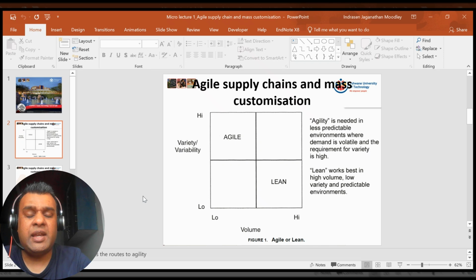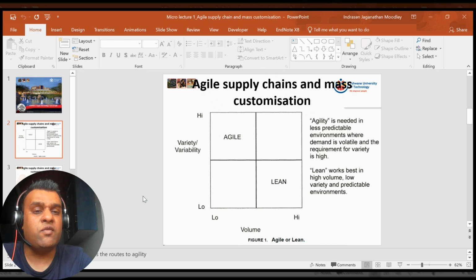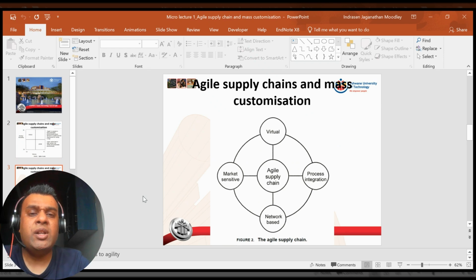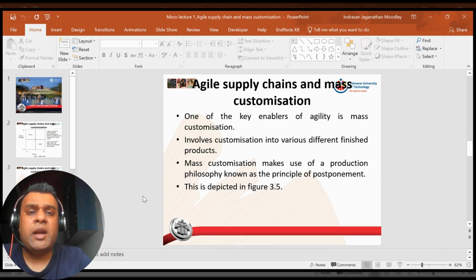With agile supply chains, as you can see, figure 1 looks at a matrix diagram looking at volume and variety. Agile is needed in less predictable environments where demand is volatile, but people require a high variety of product. The agile supply chain has the ability to be virtual, to integrate processes, to be network based, and of course, offer some degree of market sensitivity, hence the appeal of the approach and the reason why it is widely used across the world.